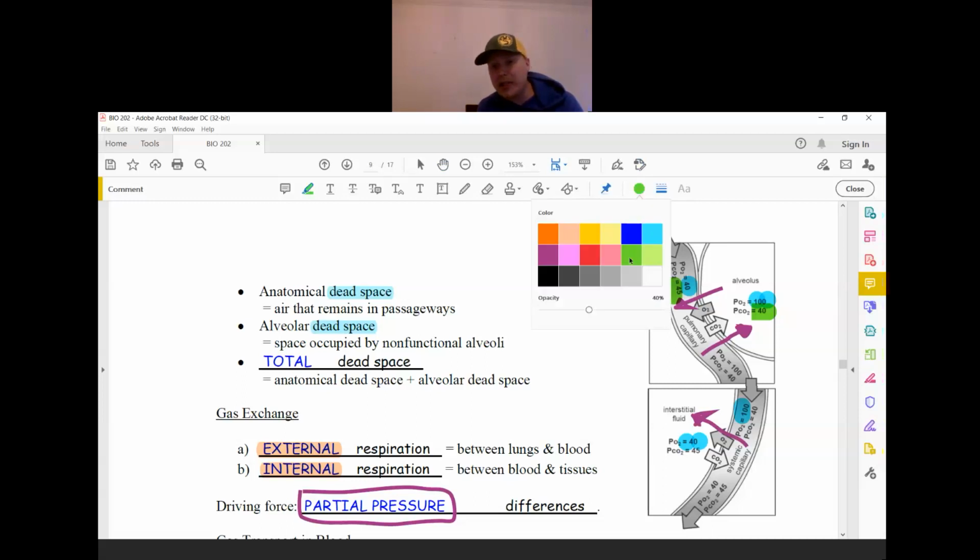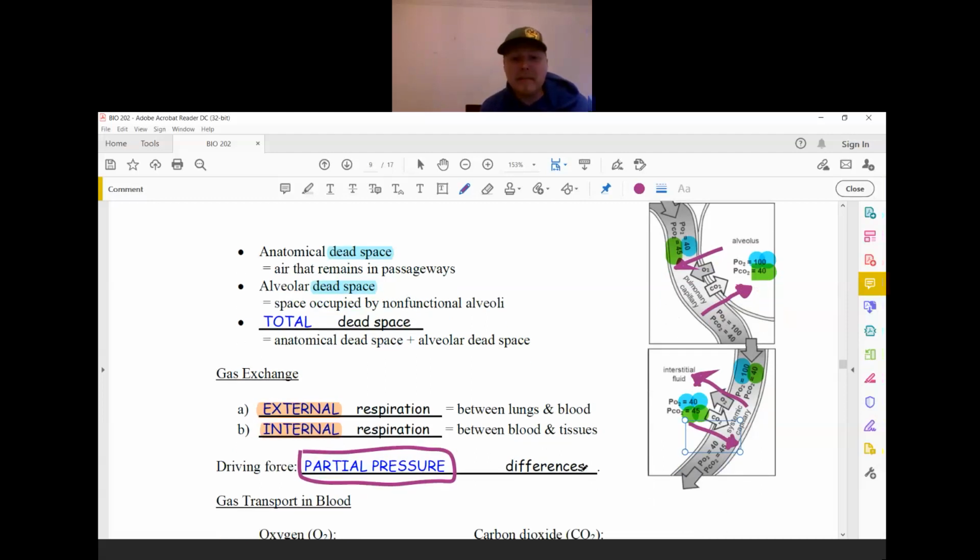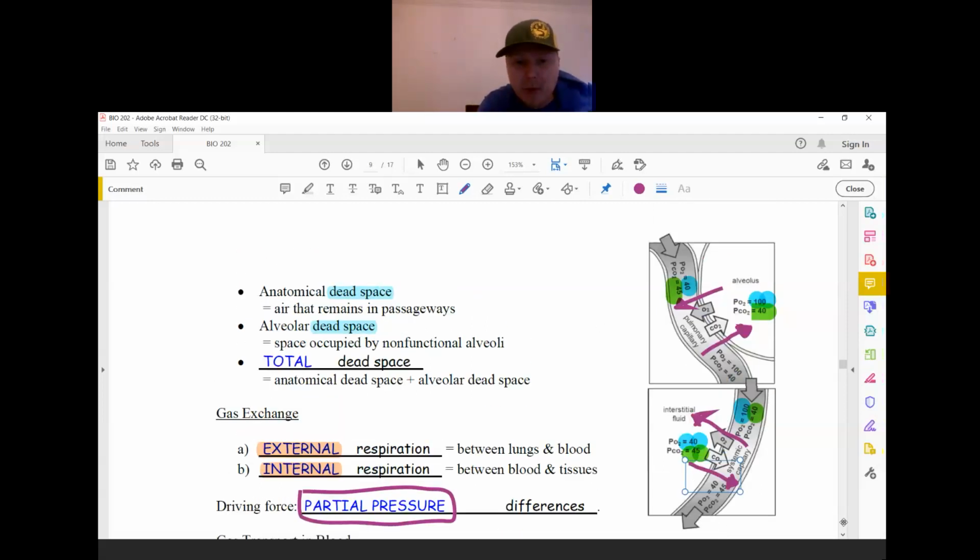Let's look at what happens to the carbon dioxide. Carbon dioxide concentration in the blood coming to the systemic circulation is 40 millimeters of mercury, 45 in the tissues, in the interstitial fluid. Well, of course, 45 is greater than 40, so the movement is from the tissues, from the interstitial fluid to the blood. So remember the partial pressure concept. We move from areas of high concentration to areas of low concentration until the concentrations are equal.